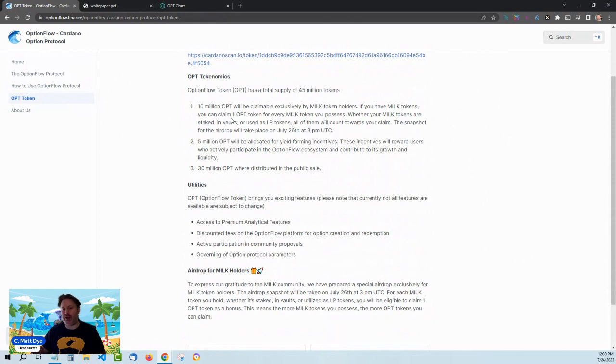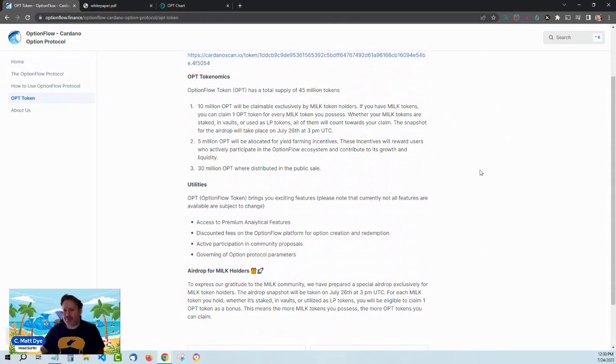10 million are going to be a 1-for-1 for milk holders. So if you hold that milk token, then on July 26th at 3 p.m. UTC, there's going to be a snapshot. Now, I don't know when that snapshot is going to be delivered, but that's the snapshot, July 26th at 3 p.m. UTC. If you hold milk, you're able to claim a 1-for-1 OPT token. So you hold 3 milk, you can claim 3 OPT. You hold 5 milk, you can claim 5 OPT. If somehow you have thousands of milk, you can claim thousands of OPT.